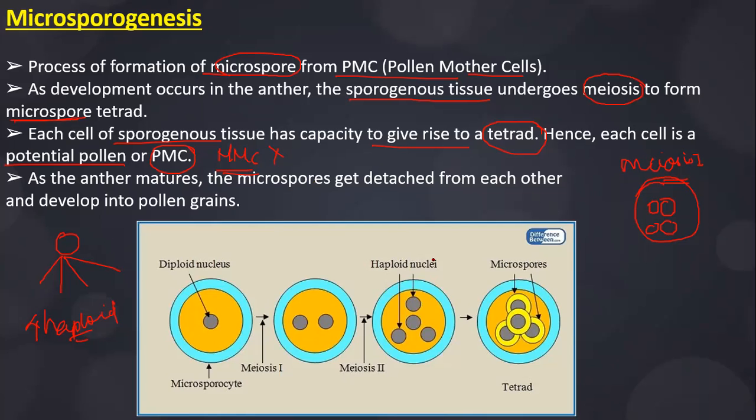As the anther matures, the microspores get detached from each other and will develop into pollen grains. Look at this diagram. This is the microspore mother cell. It will undergo meiosis 1 to form 2 different cells, and 4 haploid nuclei after the meiosis.